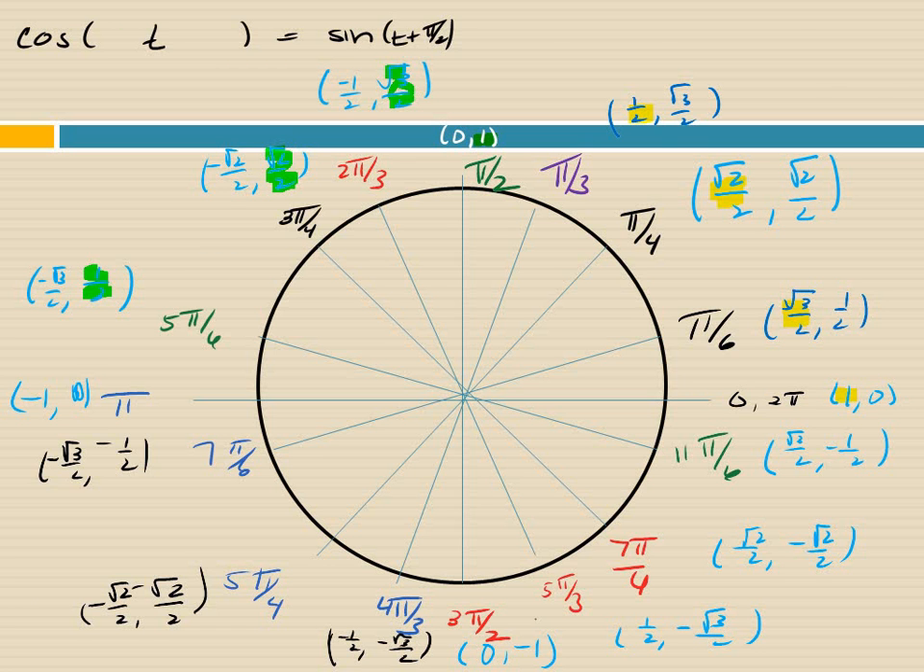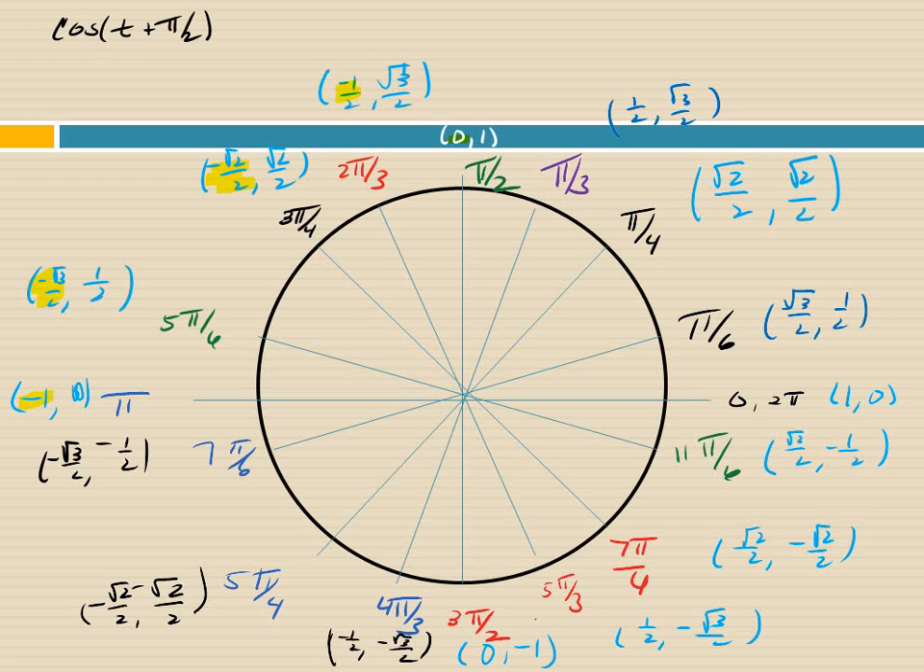So just to check that I got this right, I just stuck in t equals 0 to make sure. Cosine at 0 is 1, and if I plug t equals 0 into the sine part, I get sine pi over 2, which is 1. I believe it. I only need one example. Believe it?